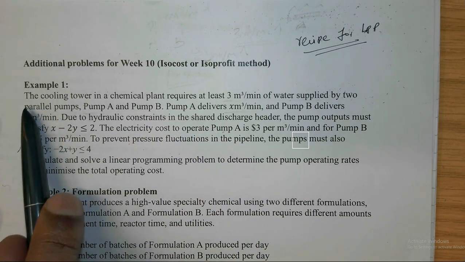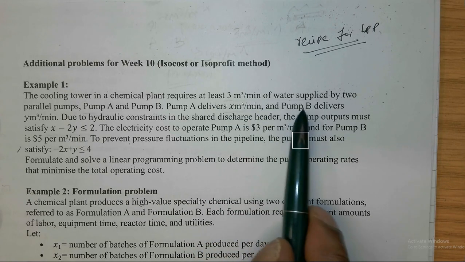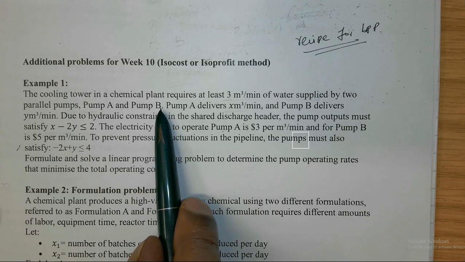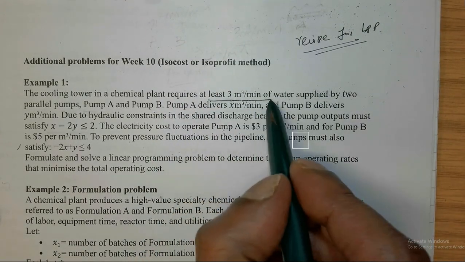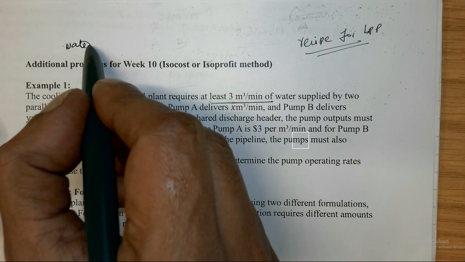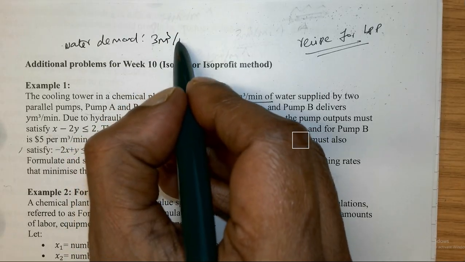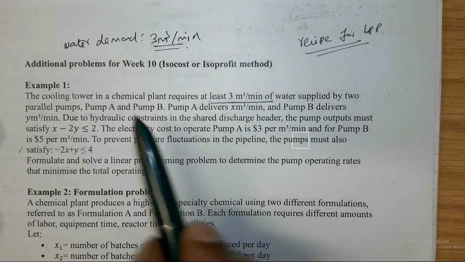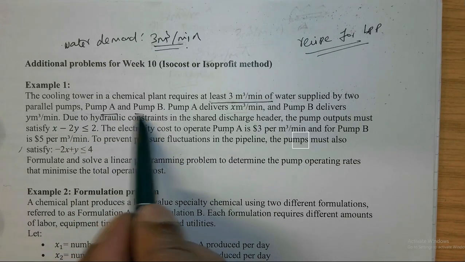A cooling tower in a chemical plant requires at least 3 meter cubed per minute of water supplied by two parallel pumps, pump A and pump B. So there is some water demand, which is 3 meter cubed per minute. You have to achieve this using two pumps operating in parallel, pump A and pump B.